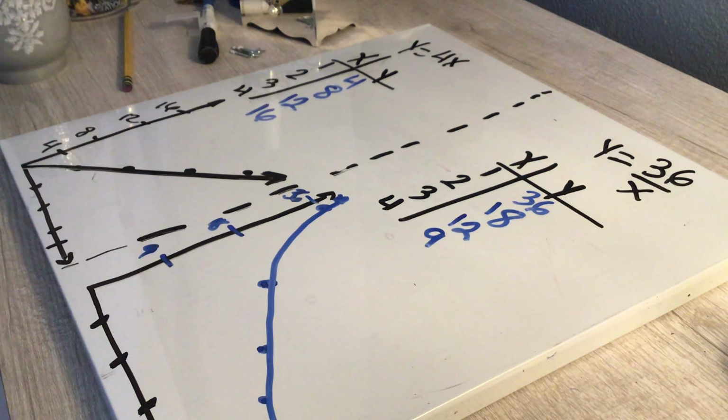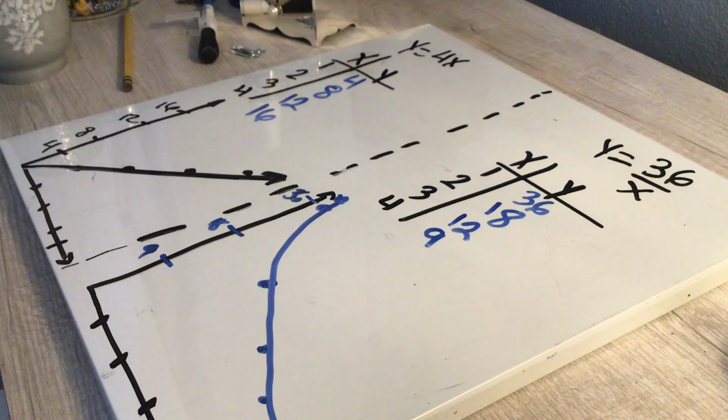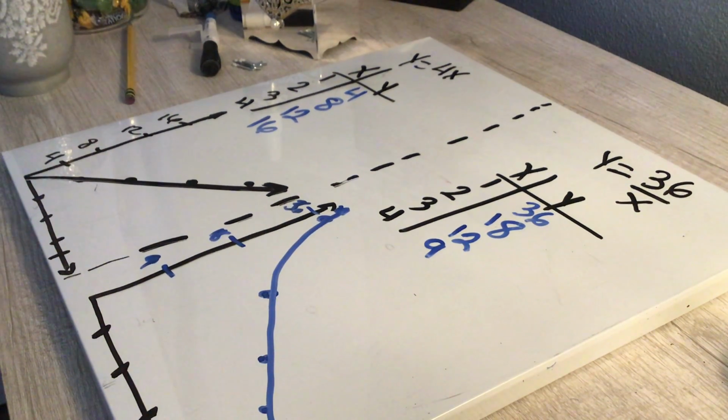Okay, so both direct and inverse variation represent functions, except for with inverse variation you cannot put in 0 for x. Okay, so that's our inverse and direct variation models.